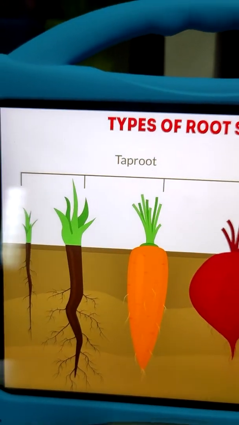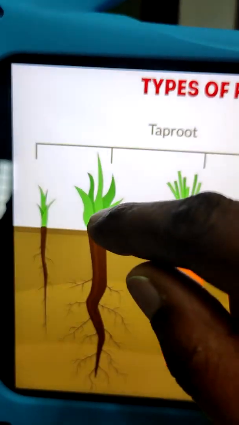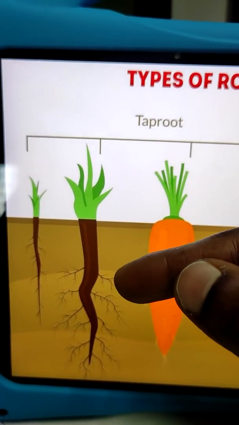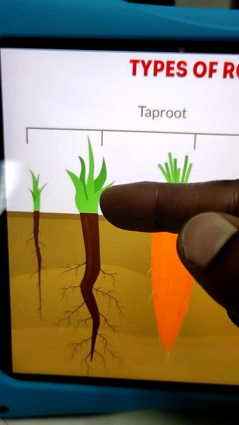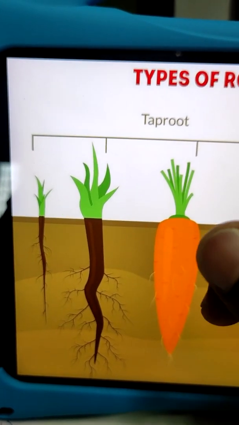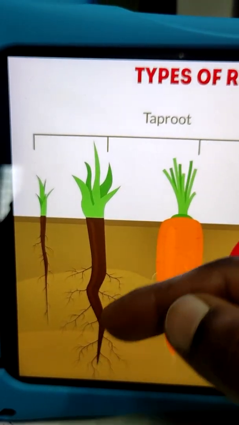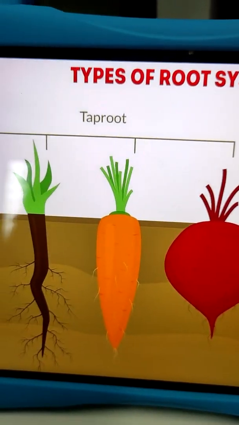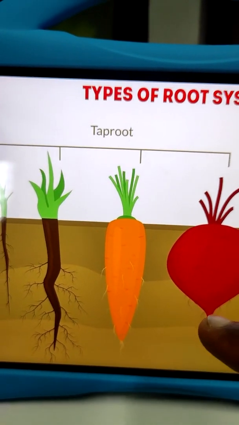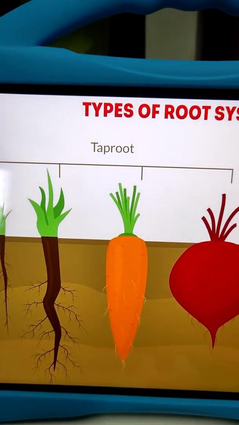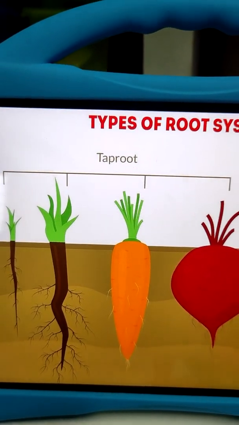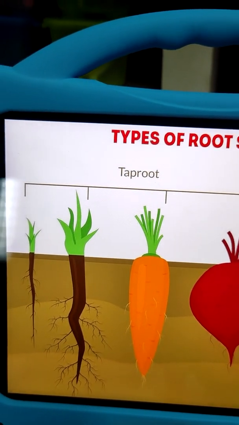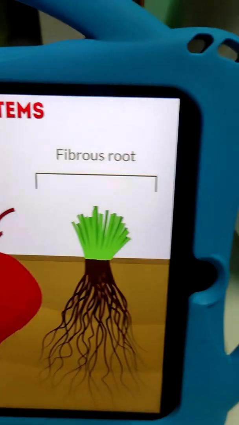Okay, what is a taproot system? In the taproot system, we have, like I told already, one main root and some small hair-like side roots coming out of the main root. See, these are the examples of taproot: carrot, beetroot, radish, yam. All these things are examples of taproot system. I'll show you those pictures also in a few more minutes. But first, let's look at the fibrous root system also.